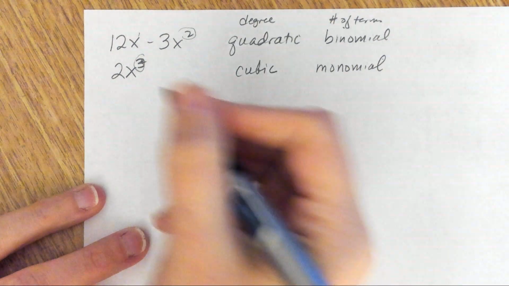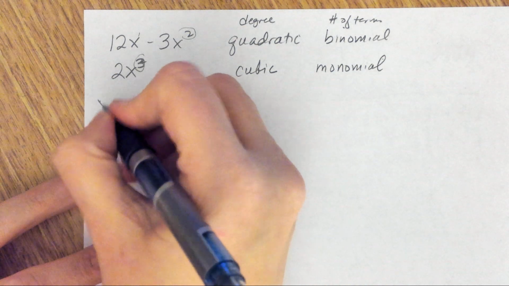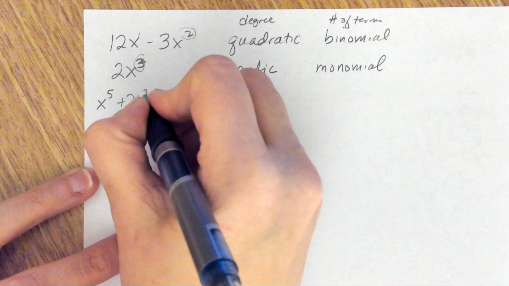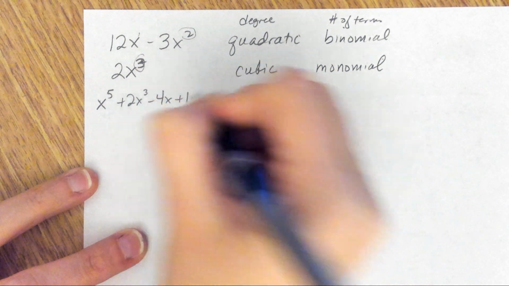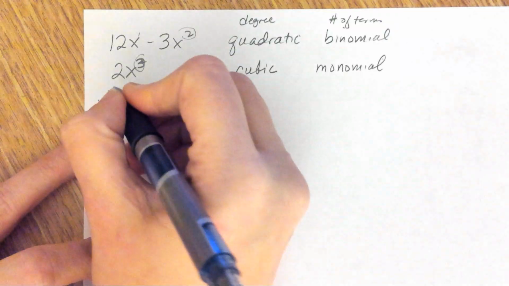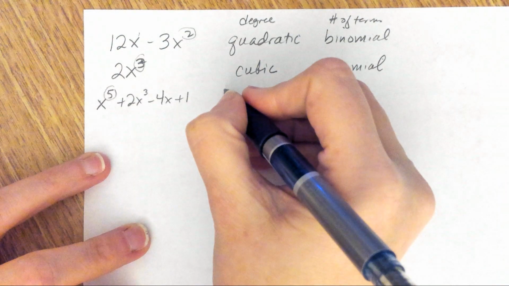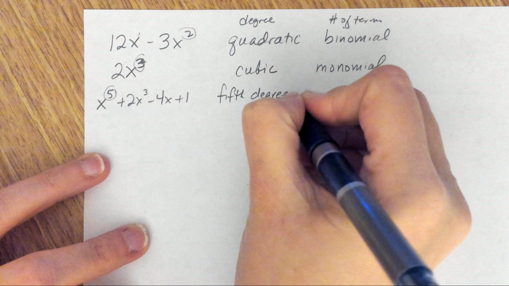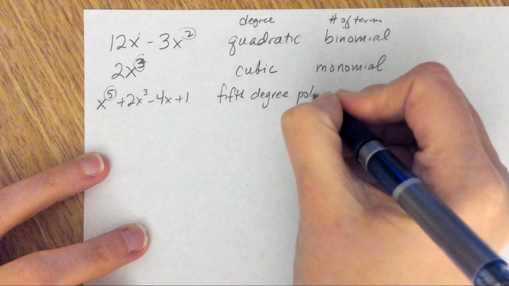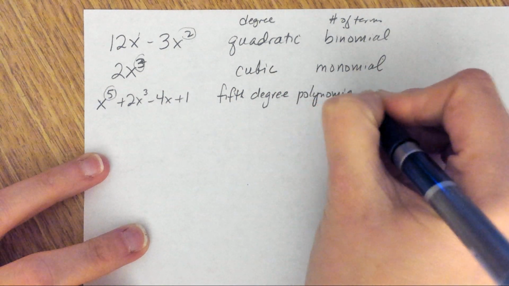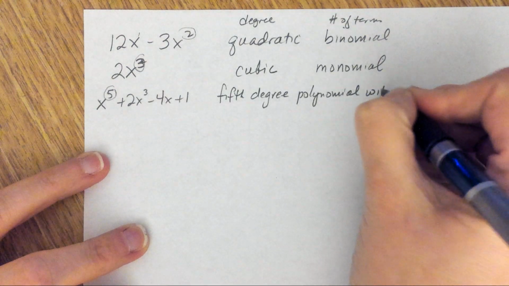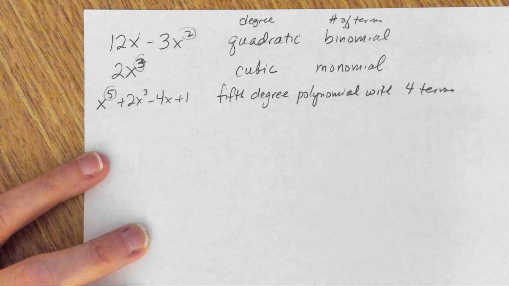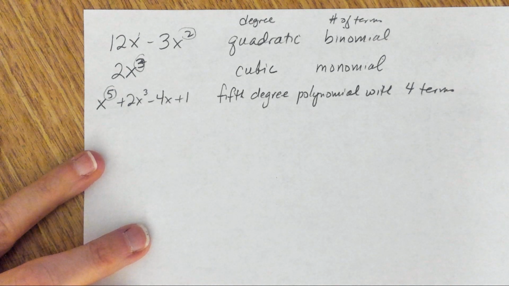Okay? How about this one? This one's kind of a mess, but x to the 5th plus 2x to the 3rd minus 4x plus 1. Okay? The highest exponent I see is 5, so it's a 5th degree polynomial. And it's got 4 terms. Okay, that one was kind of long. That's kind of like the longest way you'll have to write it.